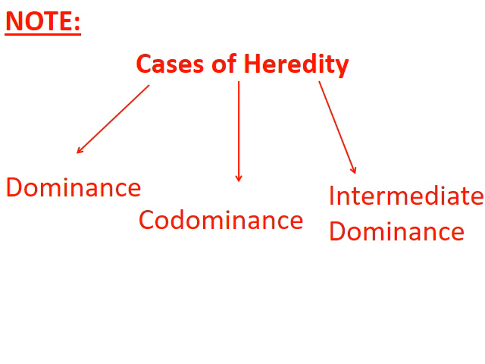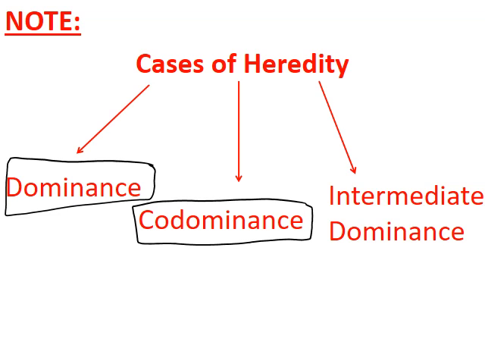Cases of heredity. We have complete dominance, where one of the alleles is dominant over the other. The second case, which is the important one, and this one you're going to have a question about in the exam, is codominance. Codominance means that two alleles are dominant together. For example, we have a dog which has a white color spotted with a black color. This is codominance, where two alleles are co-expressed.